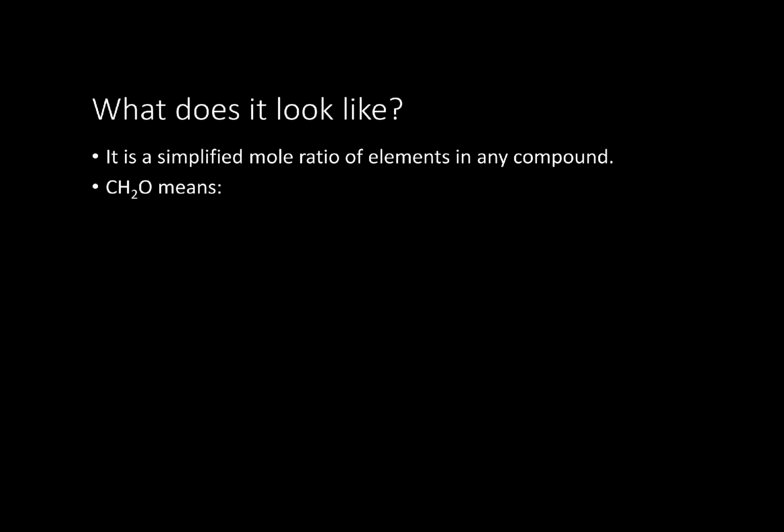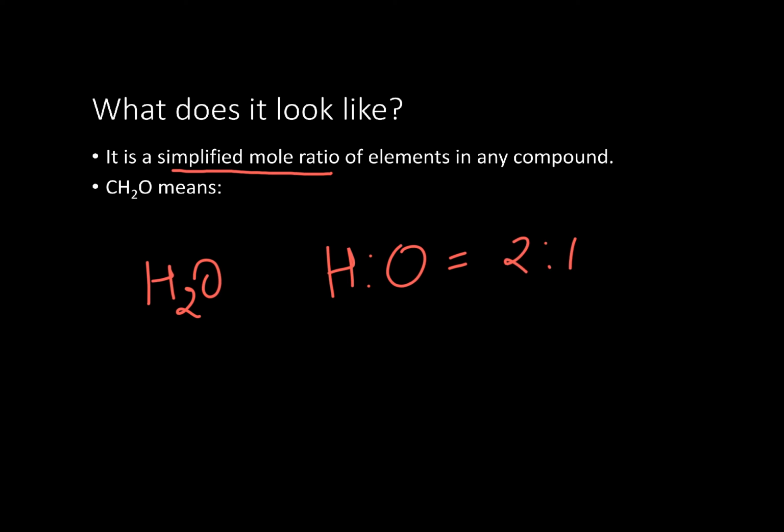The first thing we need to understand is what is an empirical formula. Okay, empirical formula, as you can see, is a simplified mole ratio. Now if you look at any chemical, for example H2O, there is a ratio of the two elements. The ratio of H to O is 2 to 1. And that should be pretty clear, considering that for every 2 atoms of hydrogen, you have 1 atom of oxygen. Okay, but this is a molecular formula.